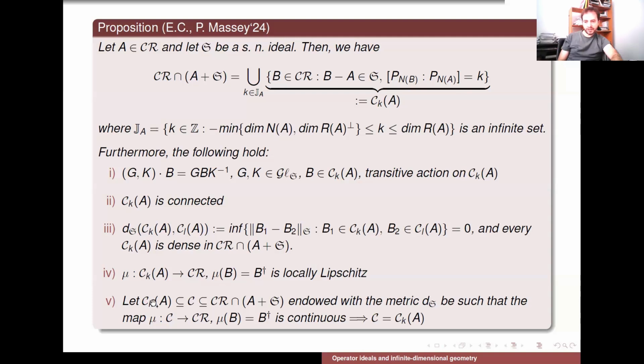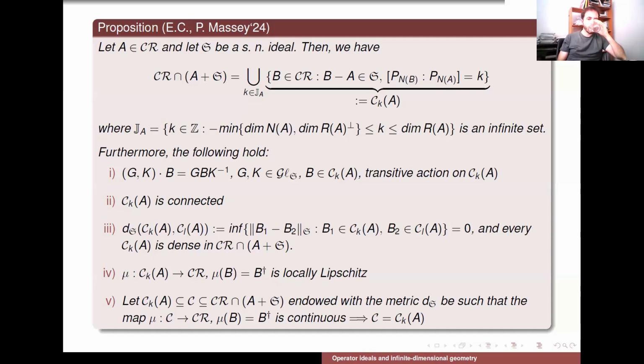And the last property is a sort of maximality property, because if we have another set, C, which contains our orbits, and it is contained in our set of perturbations, and suppose that mu is continuous on this set, then we must have that C is exactly Ck of A.